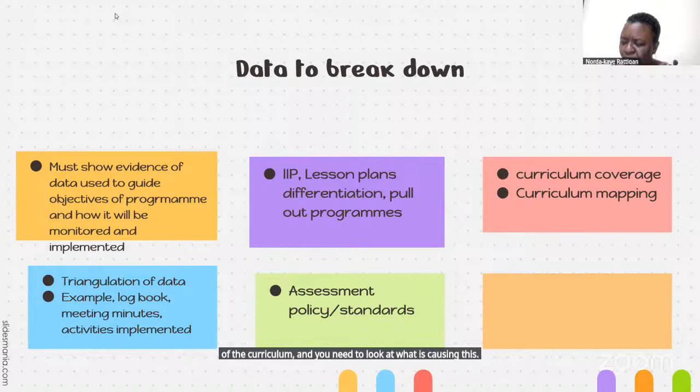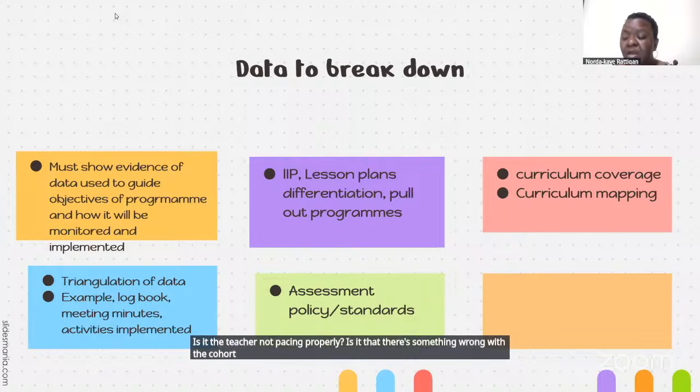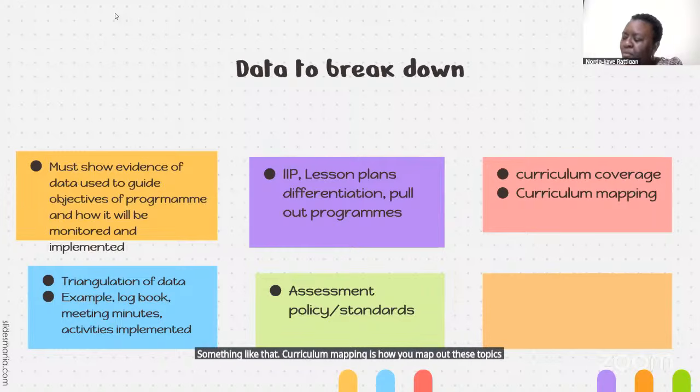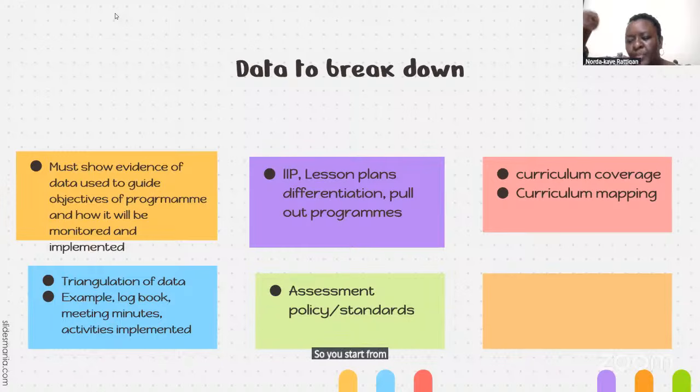Is it that the teacher is not pacing properly? Is it that there's something wrong with the cohort of students that makes you have to be moving that slowly? Something like that. Curriculum mapping is how you map out these topics to connect, to make sure that the learning is connecting the way that it should, spiraling. So you start from the simple to the complex.